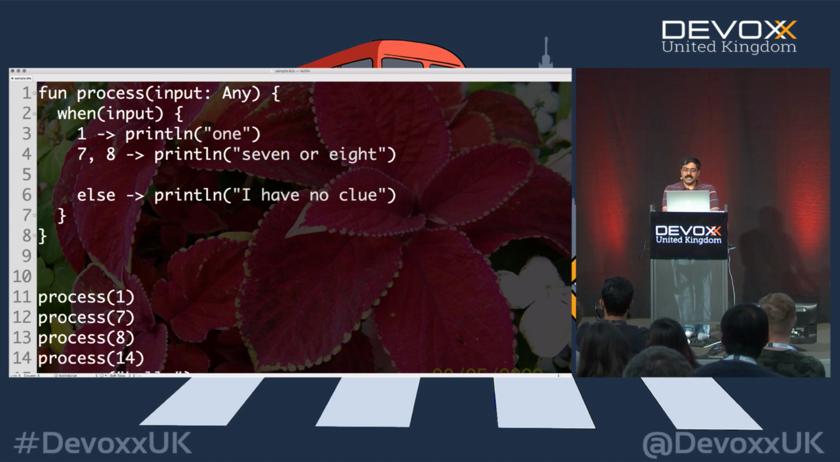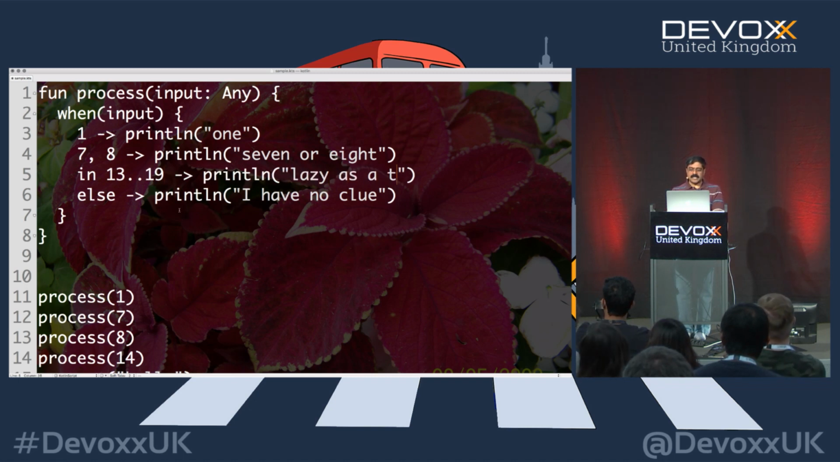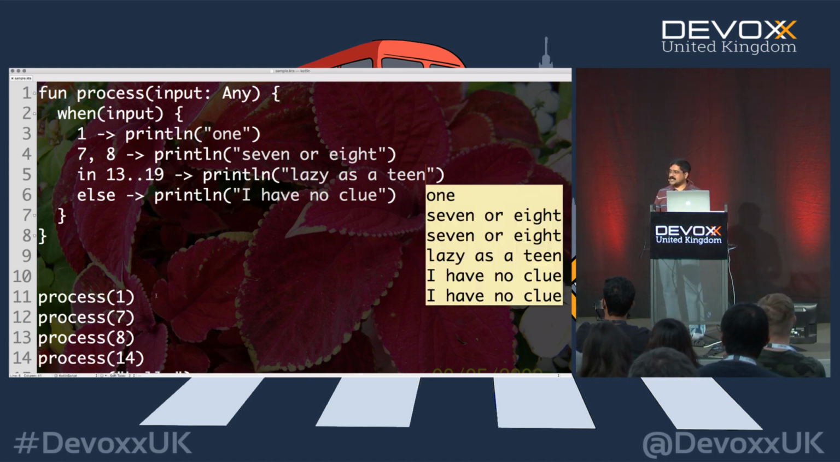Well, not only can you do this, you can also say, well, what if I am in 13 to 19? Well, then I'm going to say lazy as a teen. So in this case, when I run the code, you can see it says lazy as a teen. So as a result, you can actually have a range of values that you can look into also.